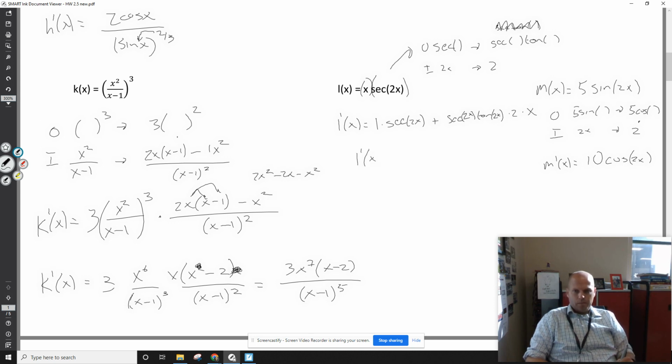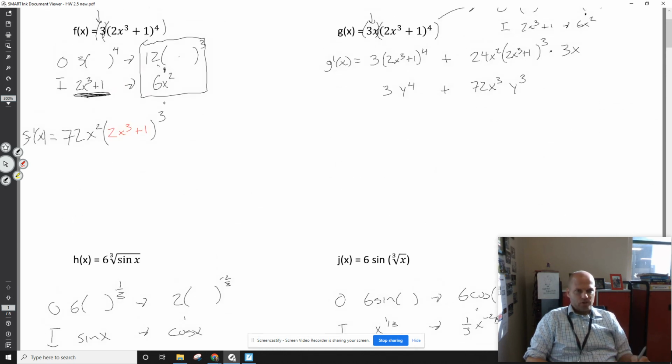So L prime is secant 2x plus 2x secant 2x tangent 2x. If you wanted to, you could factor out a secant 2x, just if you see a multiple choice question. And this would be like the simplified derivative. Okay. This one, very important. Make sure you understand the first one.